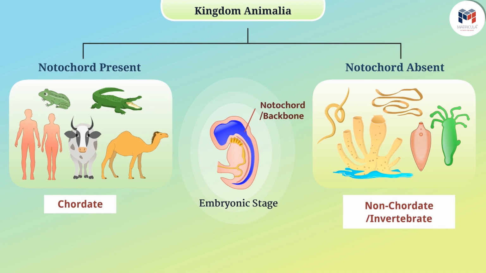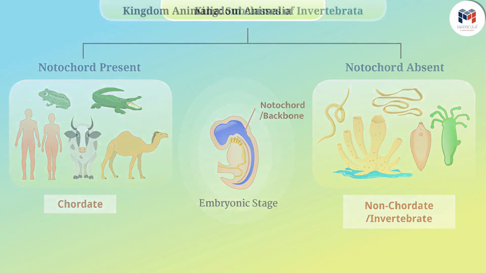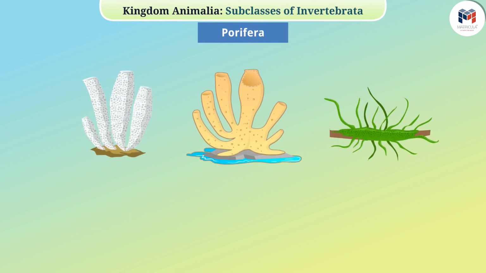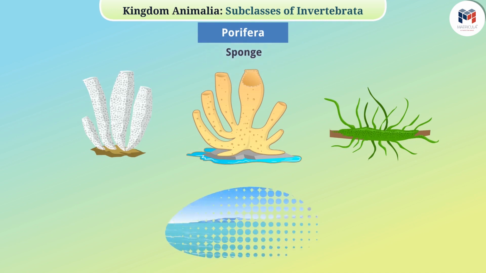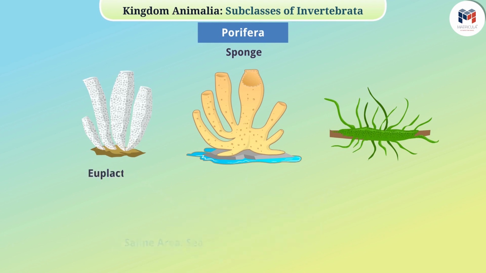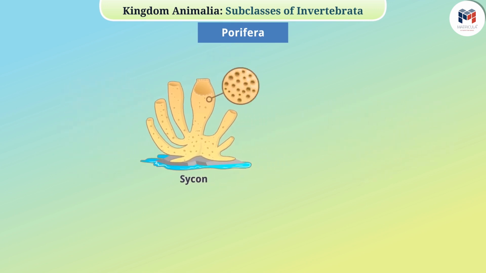Let's explore the subclasses of Invertebrata in this video. Porifera. These are a group of animals with pores commonly known as sponges. They are found in saline areas such as the sea. Some examples of these are Euplectella, Spongilla, Scypha, etc. They are immovable and attached to some base. They have many pores in their entire body called ostia.